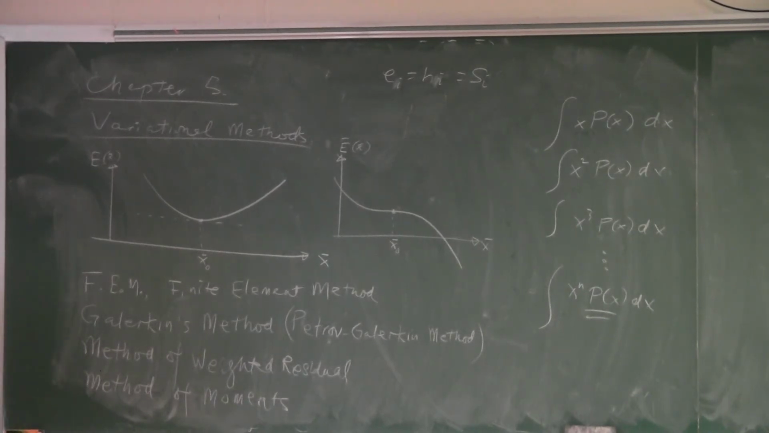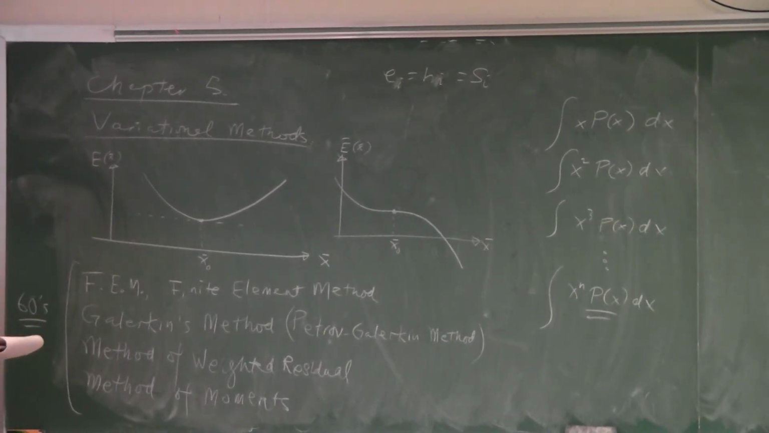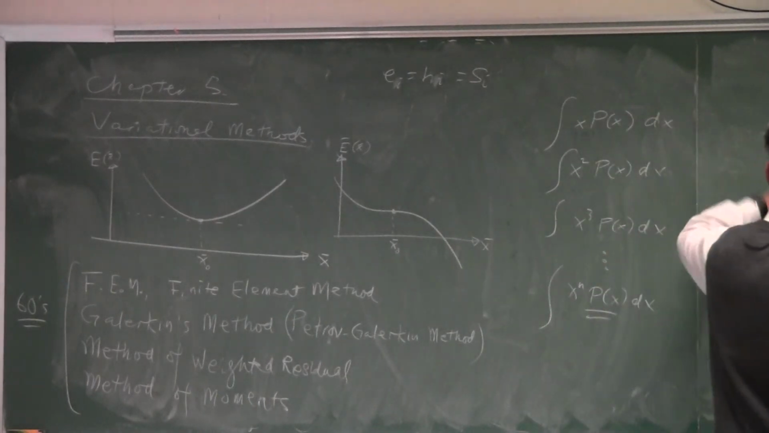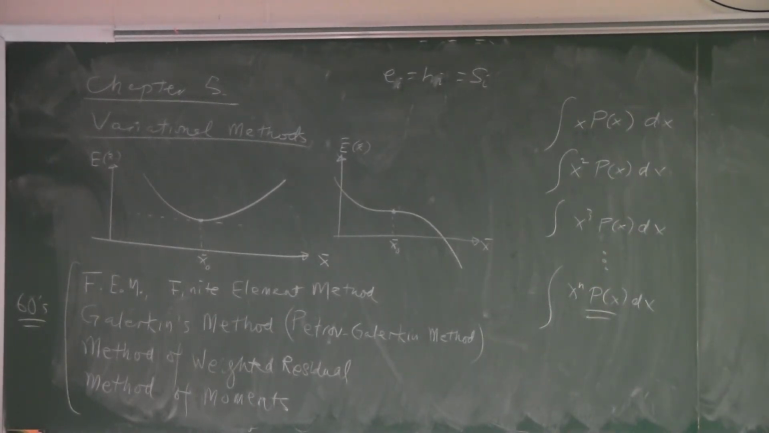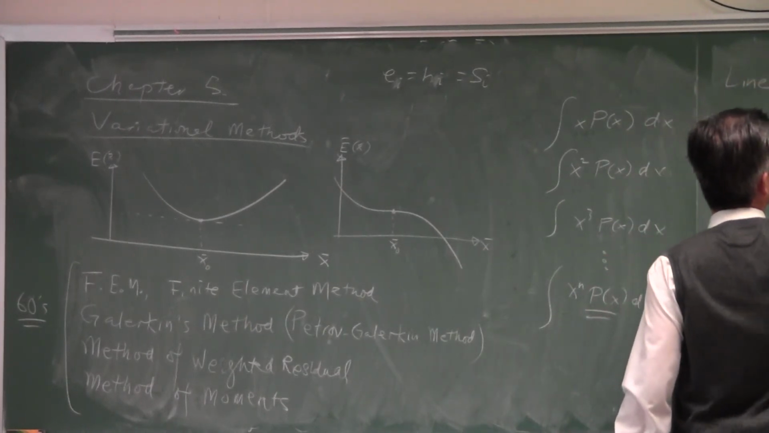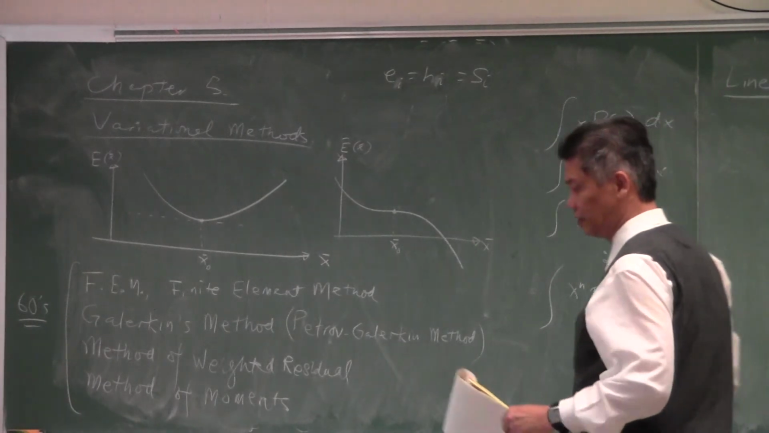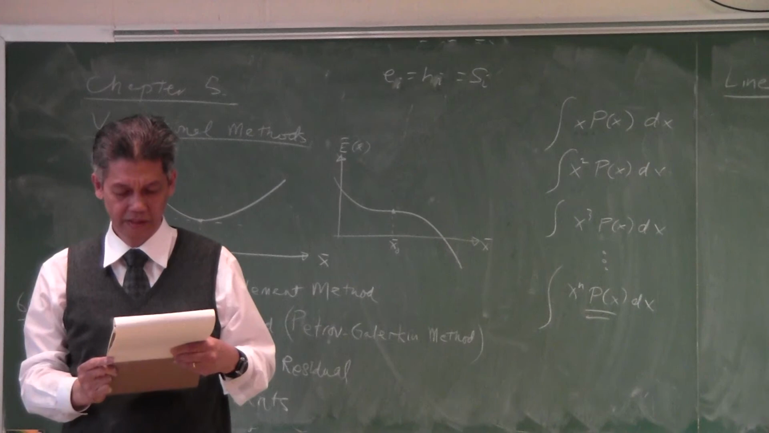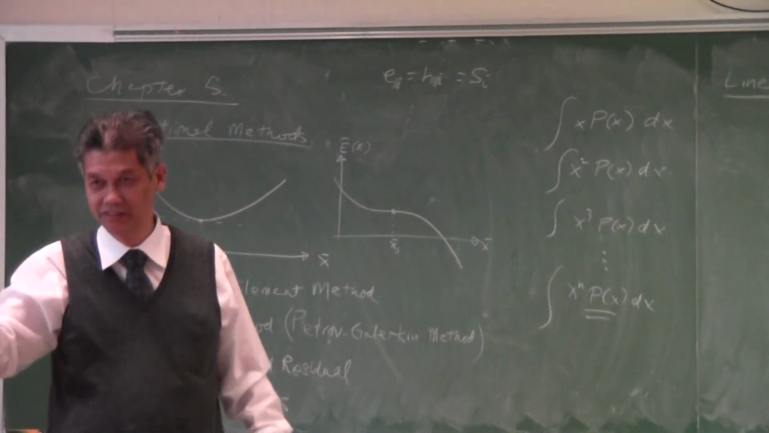Okay, but these methods become very powerful in the 60s. Shortly after the invention of the computer, computers were invented around the 50s, late 40s and early 50s, and then in the 60s, the American methods become very powerful. But it would be nice to know linear vector spaces in order to understand these variational methods. So I'd like to review linear vector space, or just vector space. I think this can be a repetition for a lot of you, but maybe we just listen to it again.